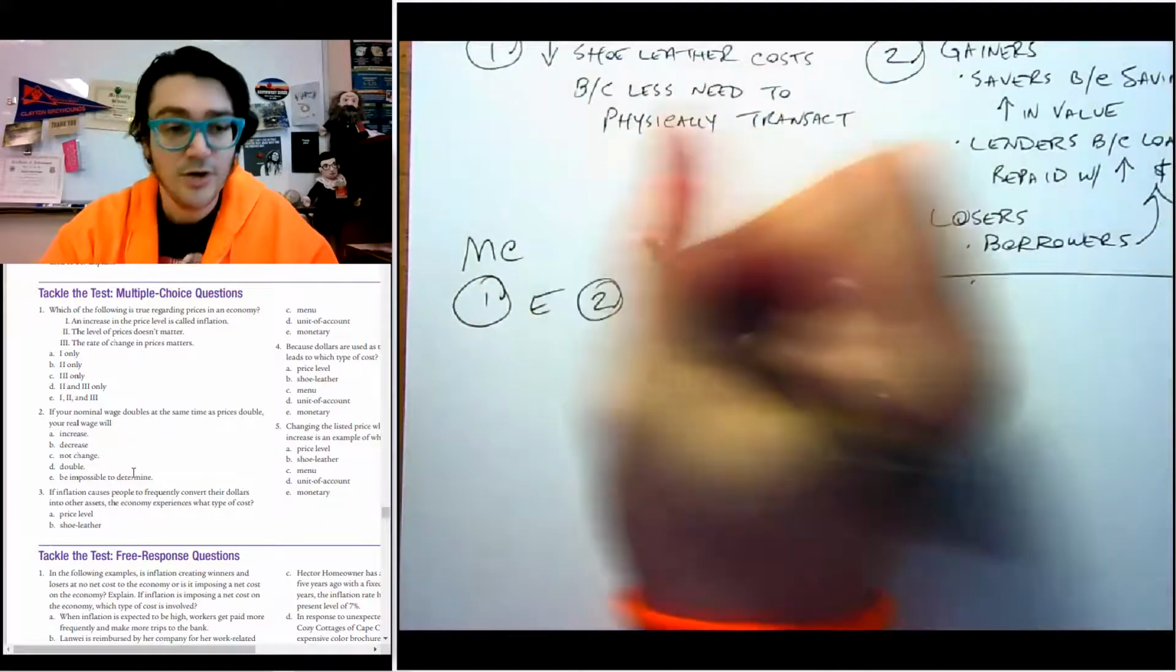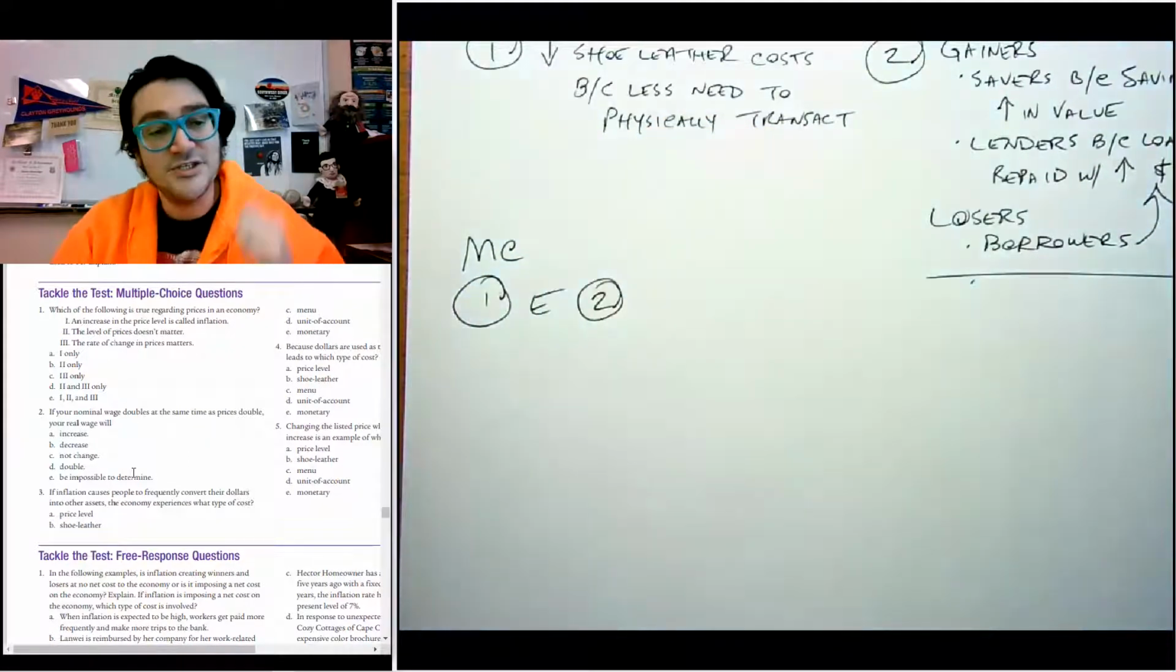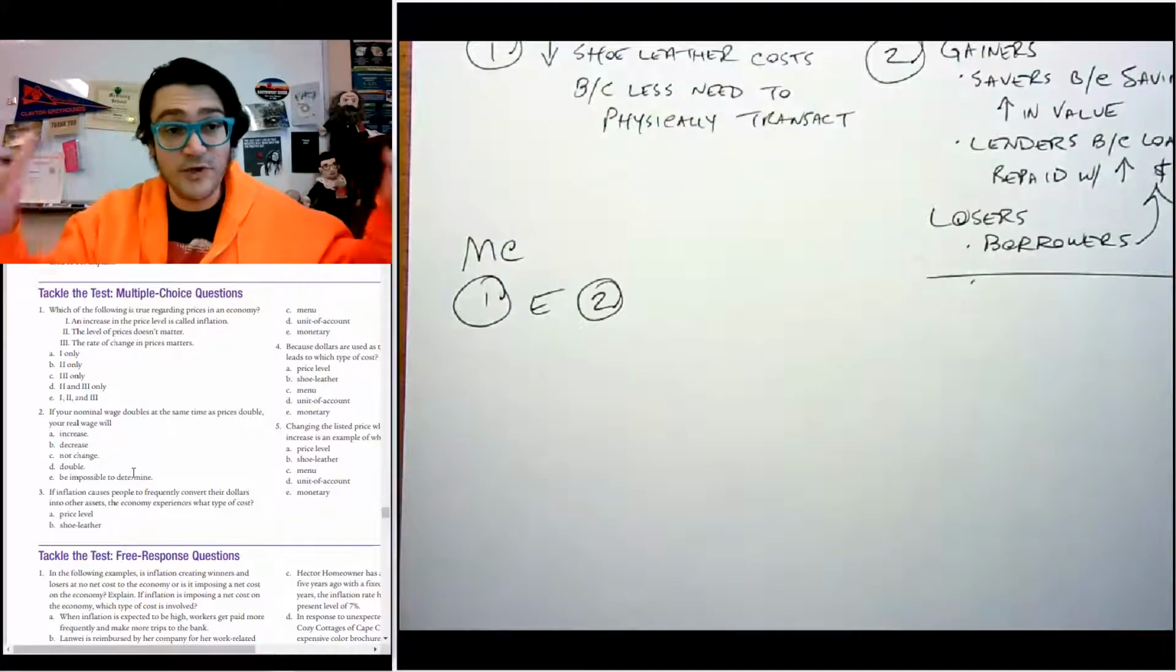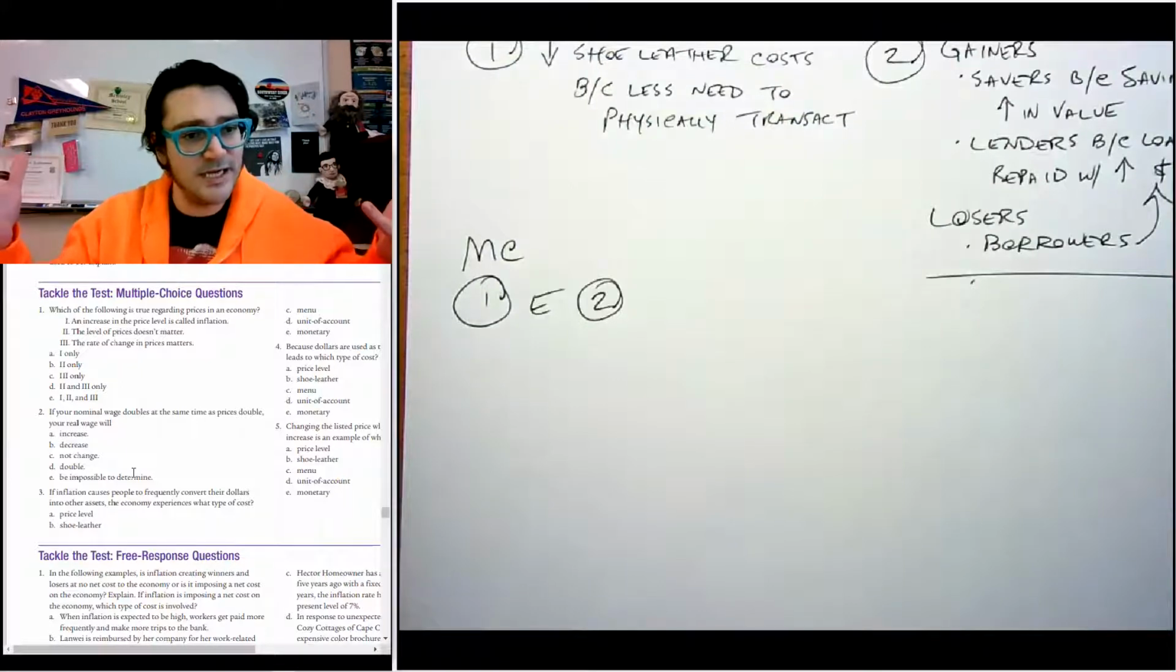E. Number 3, or 2, if your nominal wage doubles at the same time that prices double, your real wage stayed the same. So where do we see that one? Not change. C.